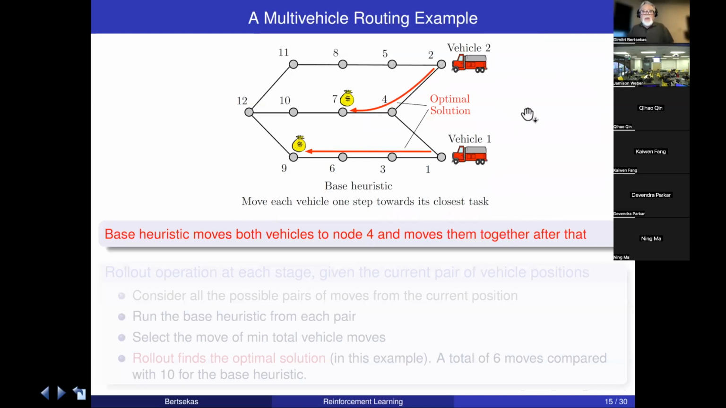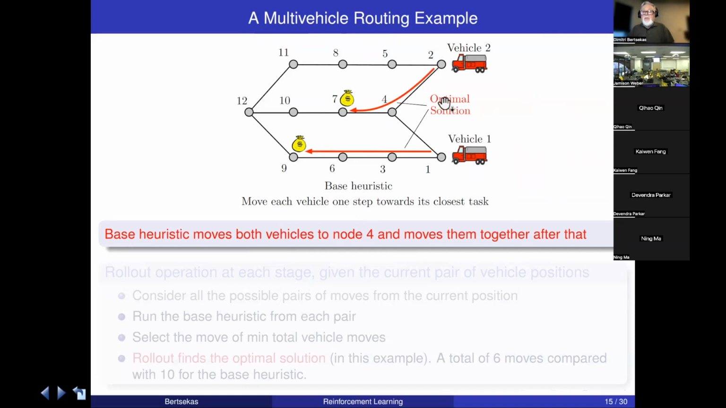By the way, the optimal solution here for this particular instance that I'm showing is to move vehicle 2 two steps to node 7 and to move vehicle 1 three steps to node 1. So there's a total of 6 moves, 3 for vehicle 1 and 3 for vehicle 2. 3 stages, 6 moves. However, let's see how the base heuristic performs.